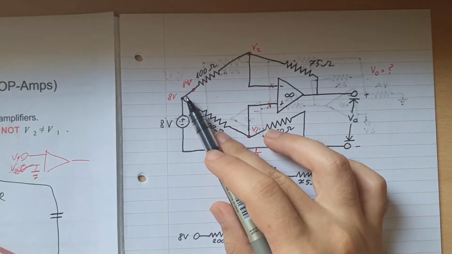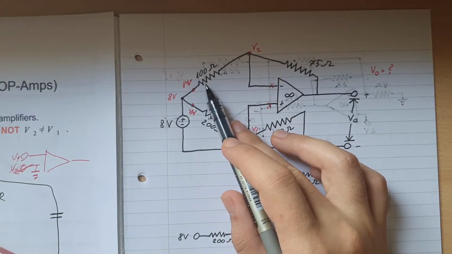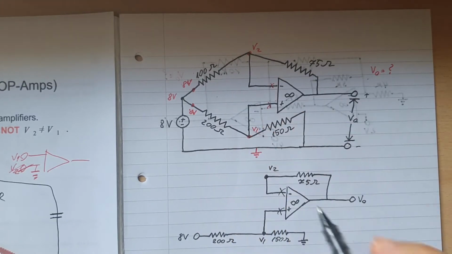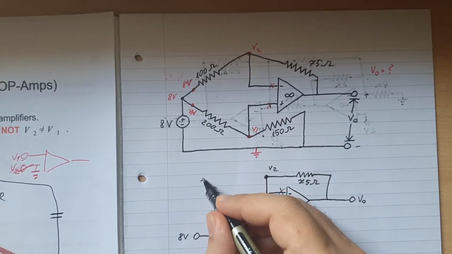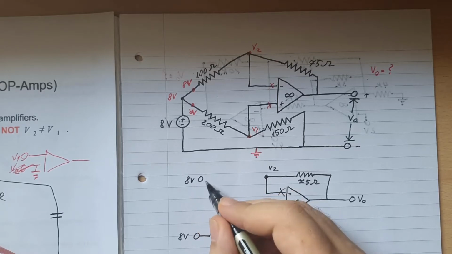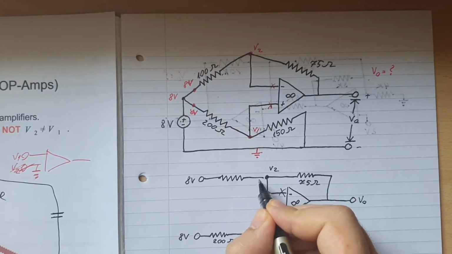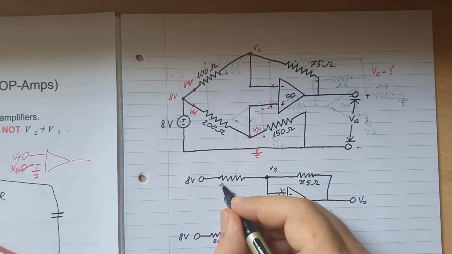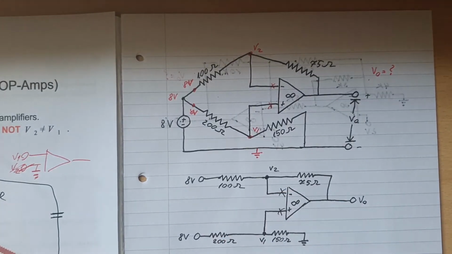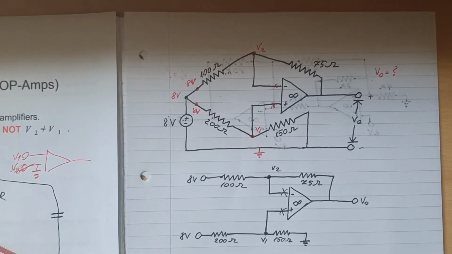And this one has 8 volts going through a 100 ohm resistor and then coming through V2. So again, we can draw one of these circles, 8 volts, and draw a resistor, connected to point V2. That's got 100 ohms. Alright? Okay. Nice and simple so far.